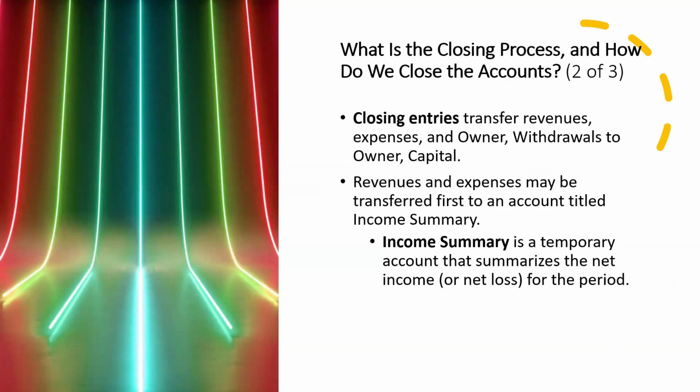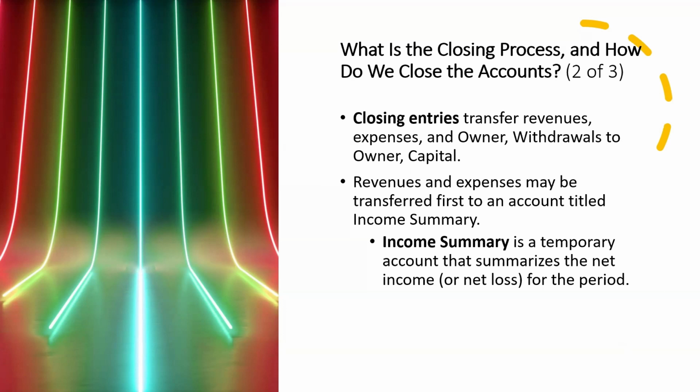So what is the closing process and how do we close the accounts? This is the second part of 3. So closing entries facilitate the transfer of revenue, expense, and owner withdrawal balances to the owner capital account, ensuring the company's books are primed for the upcoming period. Consequently, this transfer aligns the owner capital ledger account with its balance as reported on the balance sheet.